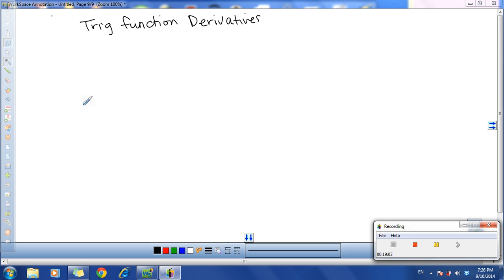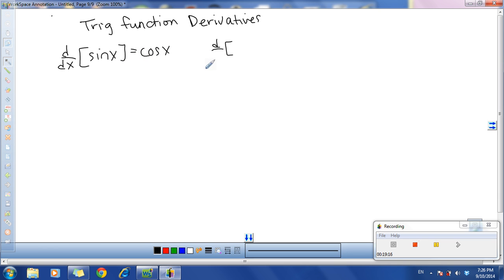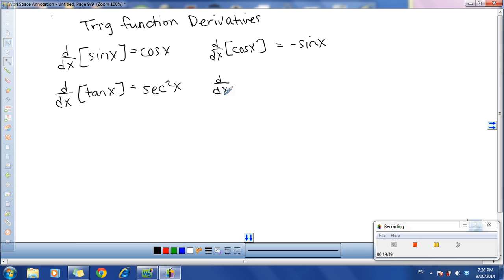So let's talk about more trig function derivatives. You already should know that the derivative of sine x is equal to cosine x, and you know that the derivative of cosine x is equal to negative sine x. Okay, and then now I'm going to show you that the derivative of tangent x is equal to secant squared x, and the derivative of cotangent x is equal to negative cosecant x, cosecant squared x, just kidding.